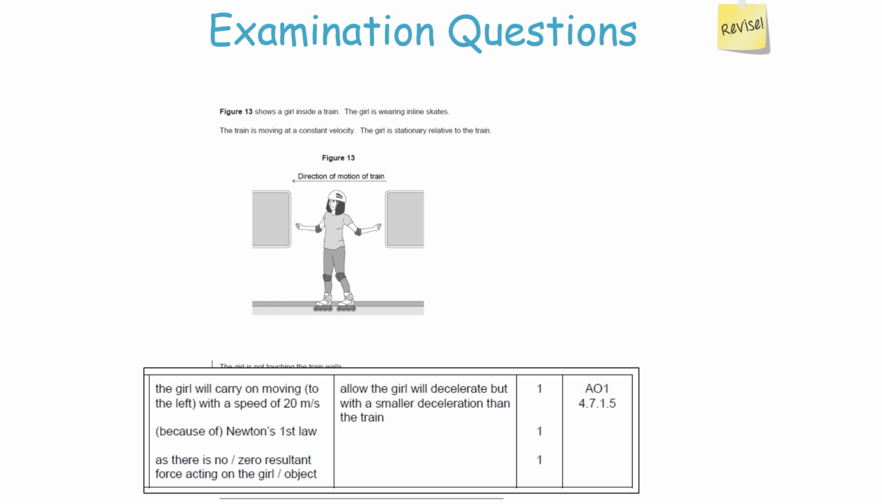Now, because the girl is not touching the train, there is no force acting on the girl at any point. Whilst the train will decelerate because there's a resultant force acting on the train, there's no resultant force acting on the girl, so they'll continue to move with the same speed in the same direction. They'll have the same velocity, and they will have inertia because of Newton's first law of motion. It's always important to learn Newton's laws of motion.